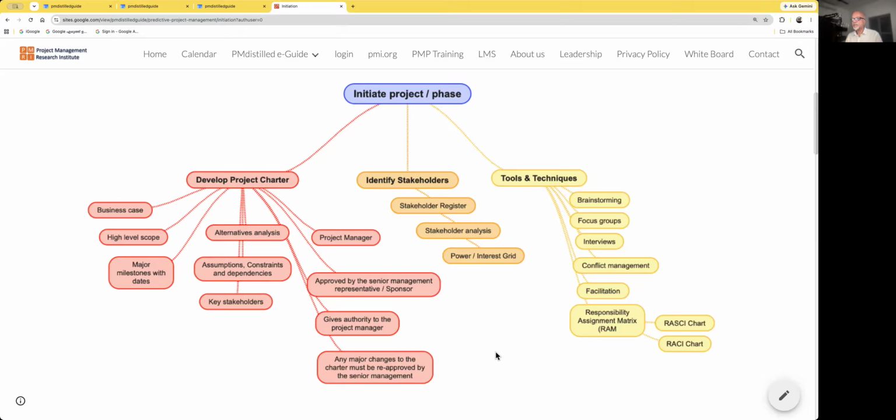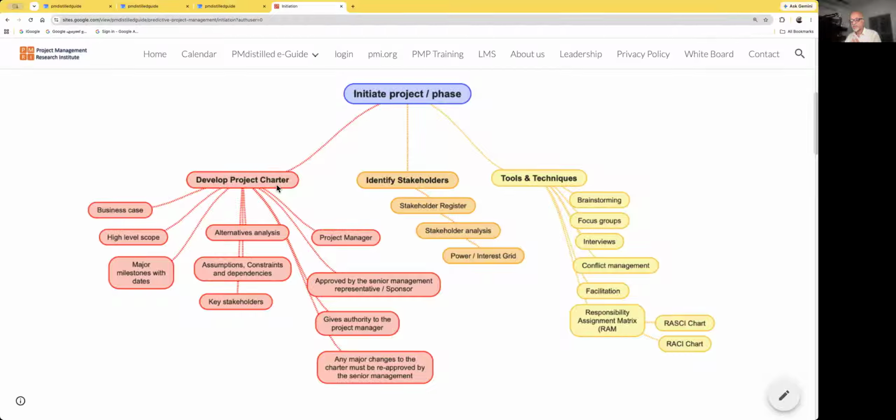Project initiation is the first step in the project management life cycle. So initiation, planning, execution, monitoring and controlling, and closing. This is known as the project life cycle or process groups. Now, the first step in project initiation is developing the project charter.